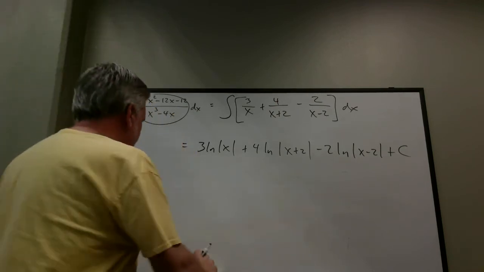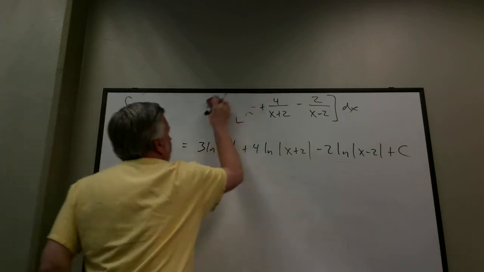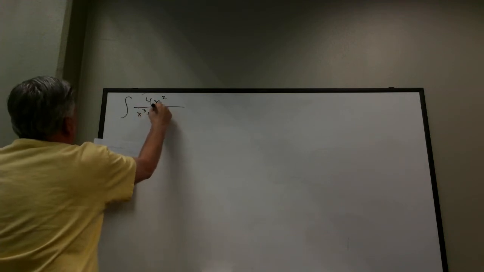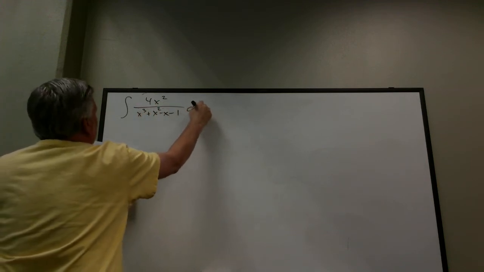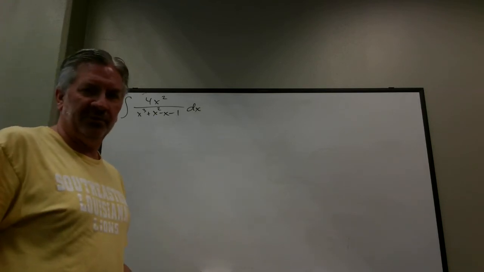Okay, let's do another example. Okay, so this integral is 4x squared over x cubed plus x squared minus x minus 1 dx. Okay, so again, you should convince yourself it's not a straight integration problem. You should convince yourself it's just not a straightforward substitution problem. Again, integration by parts doesn't look very promising. It's certainly not a trigonometric integral.